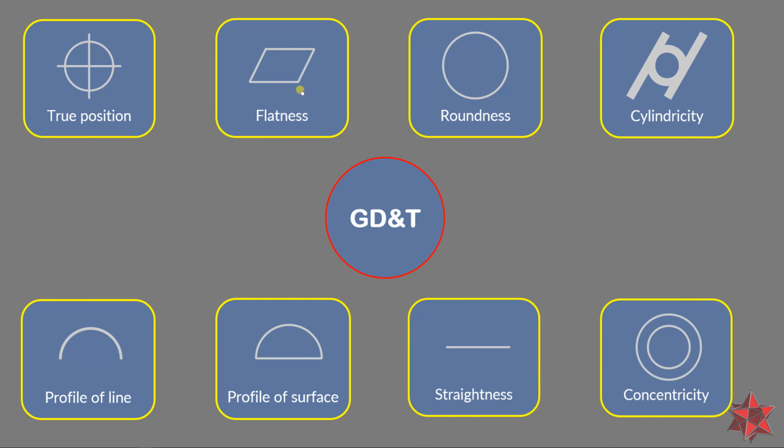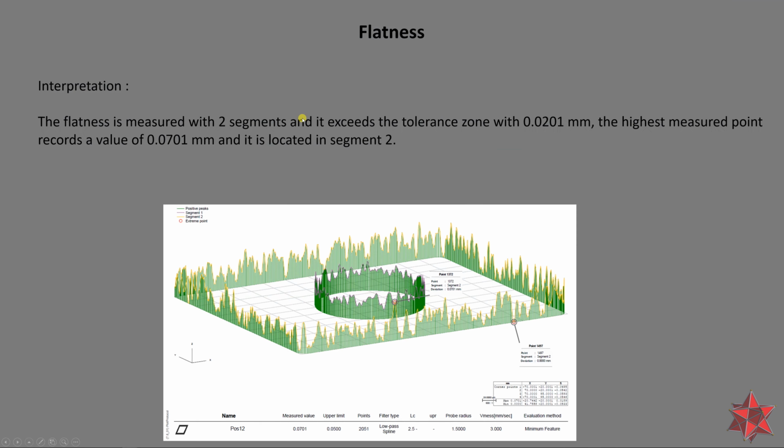For the flatness, we have a total deviation of 0.070 millimeters. Therefore, we have a deviation from the maximum permitted value from the flatness of 0.02 millimeters. And in the graphical representation, we have again the legend right here with the colors and what they represent.